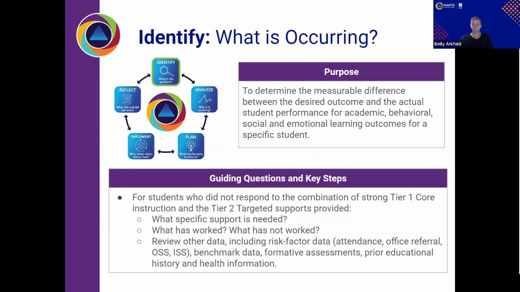When looking at the identify step at the student support level teams, the purpose is to determine the measurable difference between the desired outcome and the actual student performance for academic, behavioral, social, and emotional learning outcomes for a specific student. When we are looking at our guiding questions and our key steps, for students who did not respond to the combination of strong Tier 1 core instruction and Tier 2 targeted supports, we want to look at what specific support might be needed, what has worked before, what has not worked, and we'll want to review other data, including risk factor data such as attendance, office referrals, out-of-school suspensions, in-school suspensions, benchmark data, formative assessments, and prior educational history and health information.